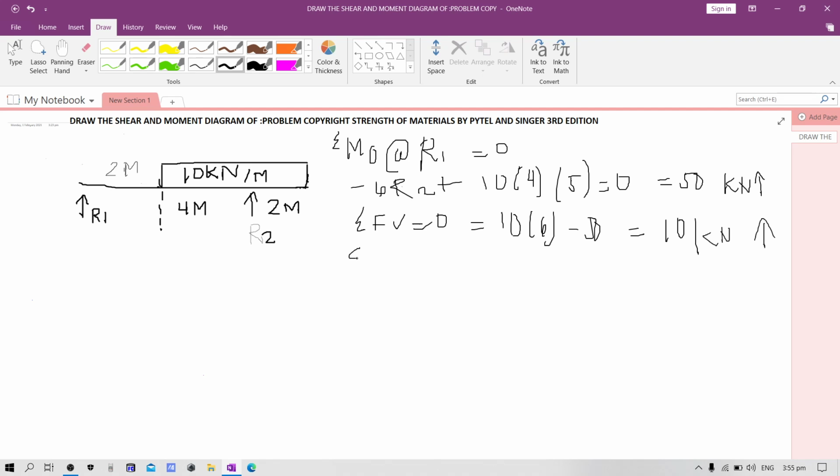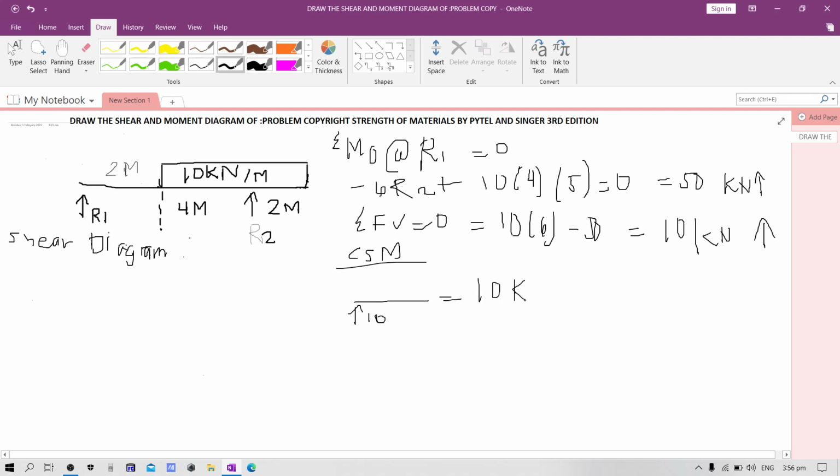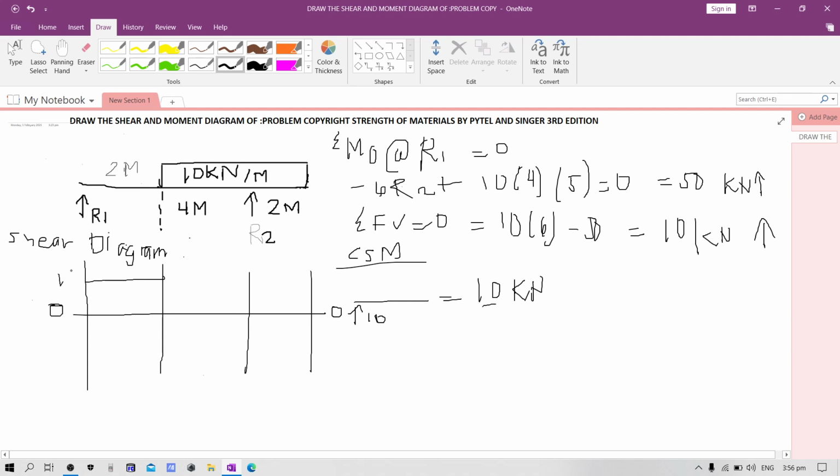So draw ka muna ng cut section method para ma-drawing mo yung shear diagram mo. Okay. So ang una kong loading ay 10. So therefore ang una kong shear ay 10 kilonewton. So let's say this is 0. So 10 ang una kong loading. So straight lang yan kasi walang loading na naganap. So 10 lang.